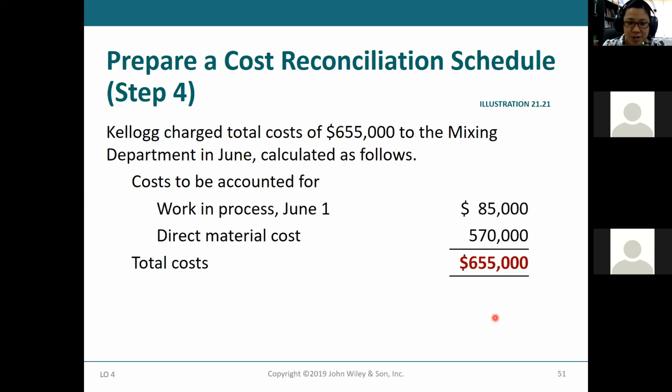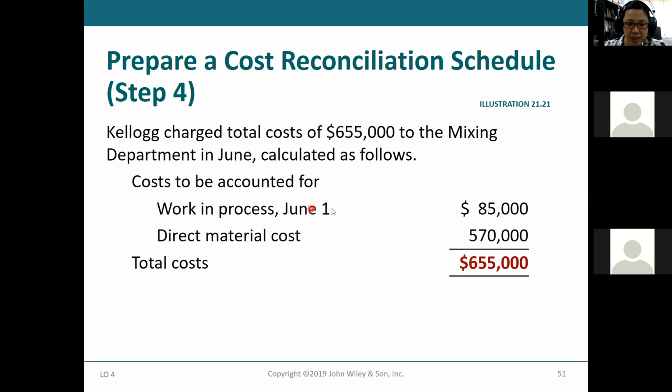So one more step is to do the cost reconciliation schedule. Reconciliation, we meet reconciliation again. It's not bank reconciliation. It's called cost reconciliation schedule. We make sure that the cost at the beginning and the cost at the end should be equal. First of all, we will calculate the cost to be accounted for.